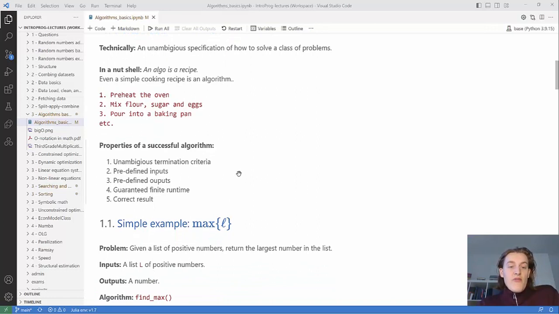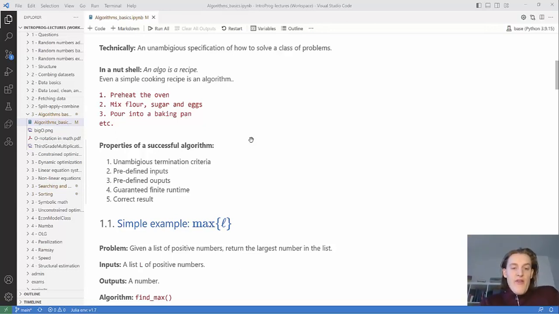So what are the properties of a successful algorithm? It needs to have an unambiguous termination criterion. This is basically just to make sure that the algorithm doesn't run forever. It needs to know when it's done and when it has solved the problem. Typically it's not as important when programming in Python, but if you want an algorithm, you want a predefined set of inputs and a predefined set of outputs. So you say, okay, I have a problem, given some input, a list or some numbers or anything, then I want this output, which is my answer to the problem.